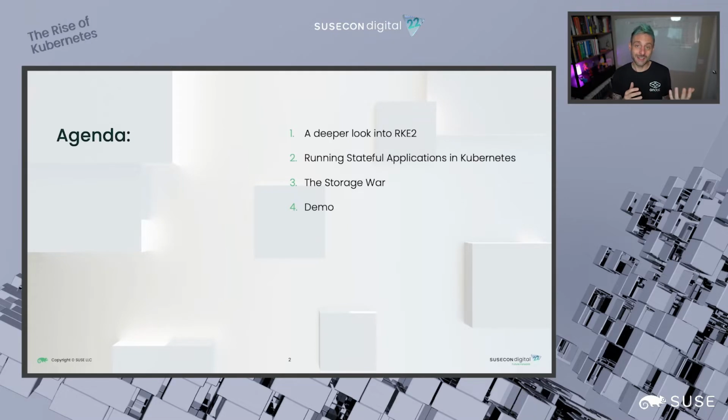First, RKE2 and SUSE Rancher. So RKE2 as a Kubernetes distribution. And then we're going to take a look at stateful applications in Kubernetes, why they are so particular, what are their requirements, constraints, and how to run them in the best possible way in the cloud.